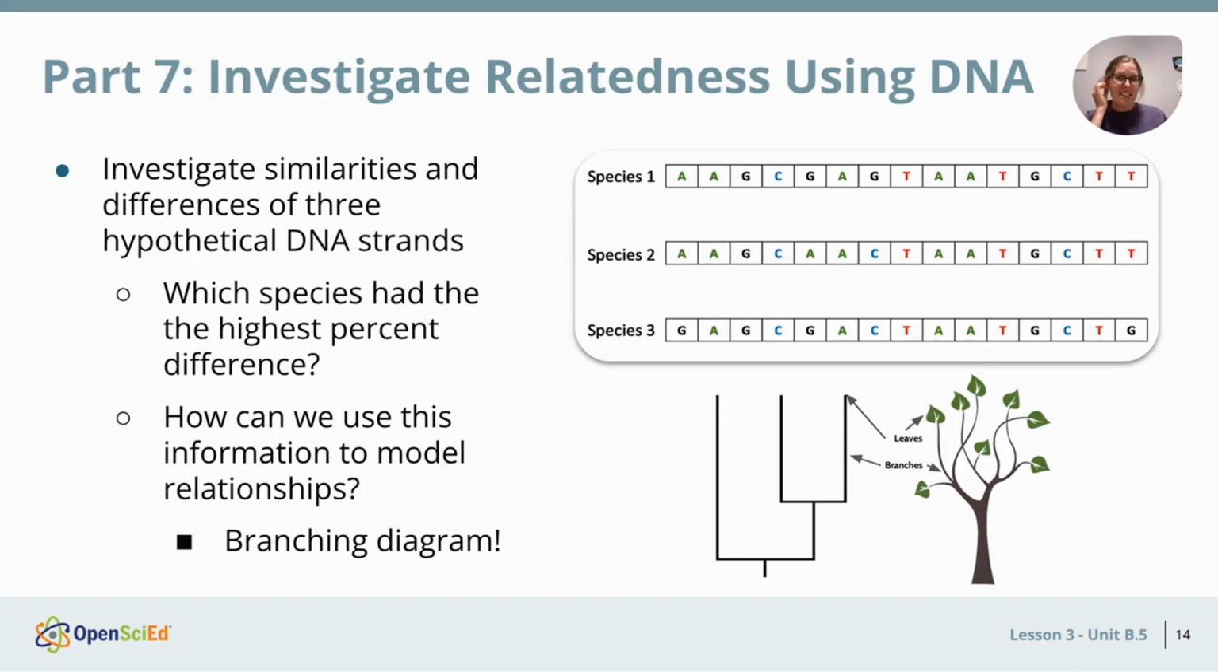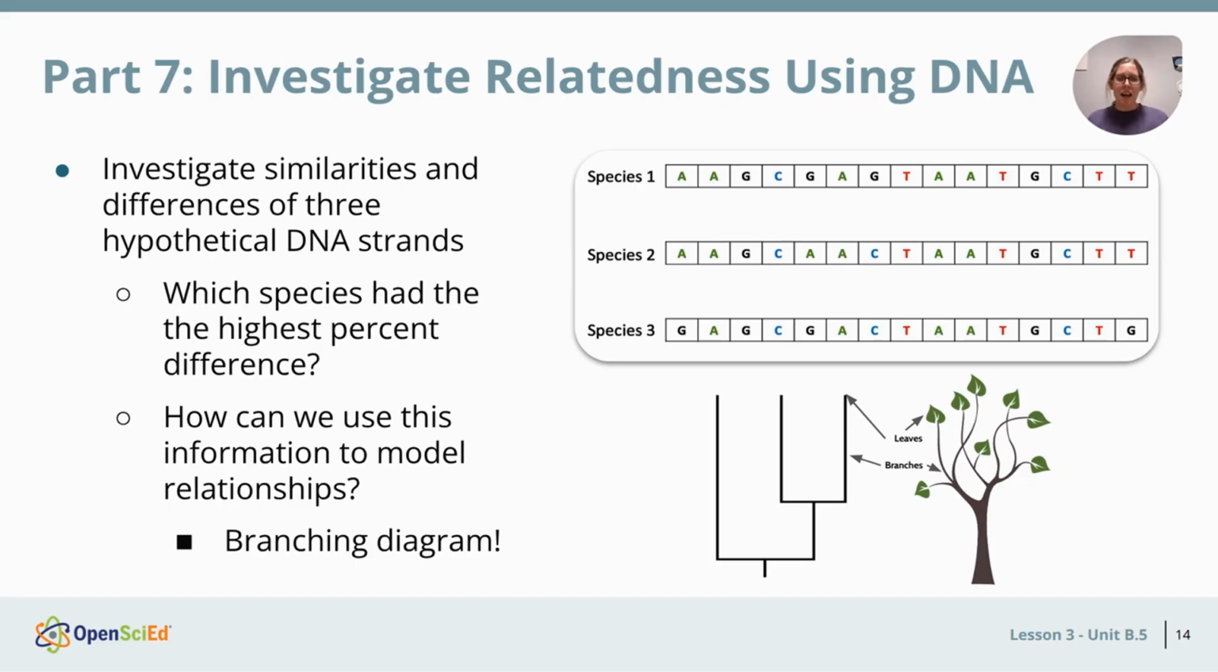All right, part 7. This is when we're going to be introducing DNA evidence for common ancestry. So we're going to investigate relatedness using DNA. We're going to start with some sample DNA. We're not related to the bears. We've got 3 species, and we've got those nucleotides again, A, T, C, G. We're just looking at which ones have more in common and which ones have a bigger percent difference. So we're really thinking about which species had the highest percent difference from the others, and then how can we model this relationship?